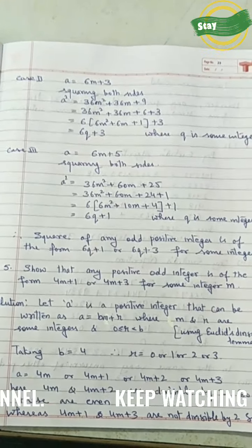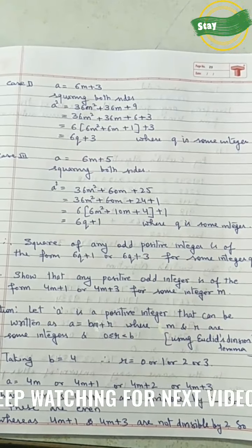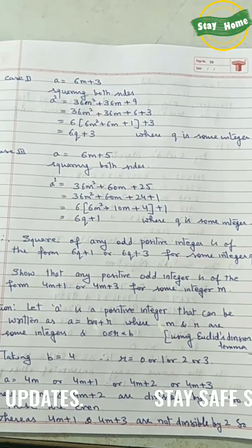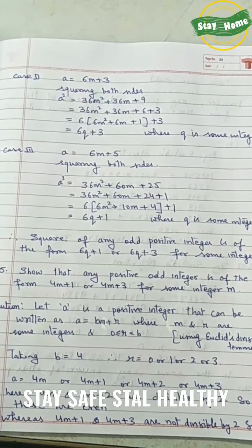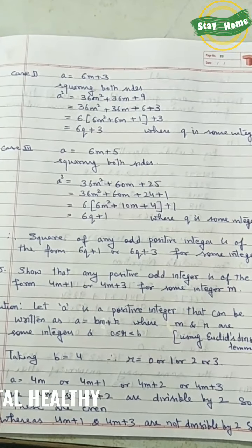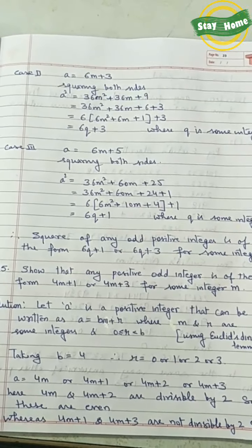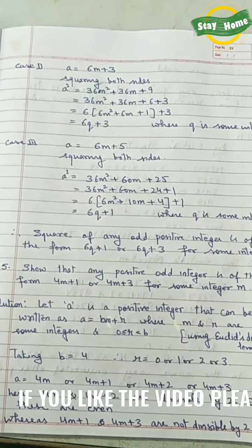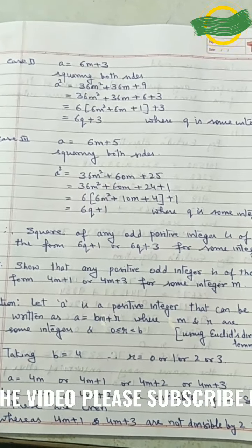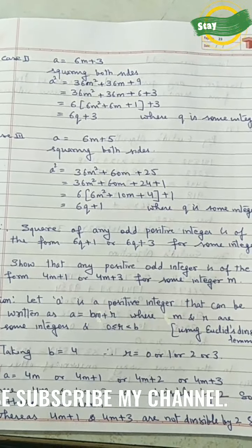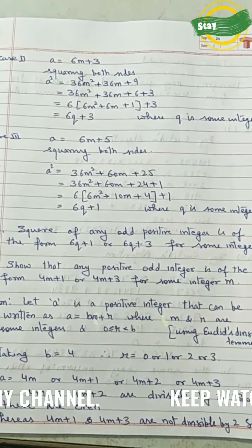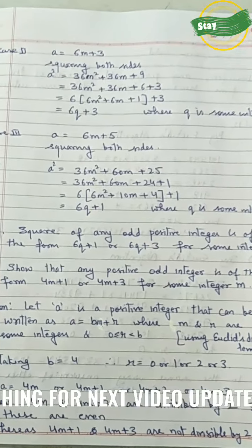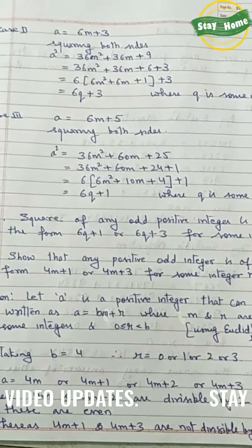Question number 5. Show that any positive odd integer is of the form 4m plus 1 or 4m plus 3 for some integer m. Students, this question is nothing, only the value is changed. It is exactly the same as what you have done in exercise 1.1, second question. Why have I given this question here? Because I want to show you that when the demand is 4m plus 1 or 4m plus 3, and there is no squaring or cubing, the starting is very important.